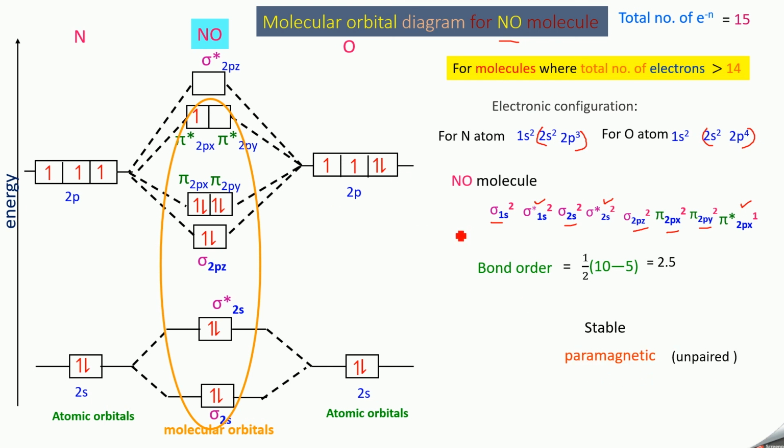So these are the molecular orbital diagrams with some more examples I have given.